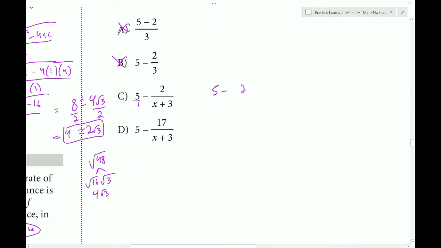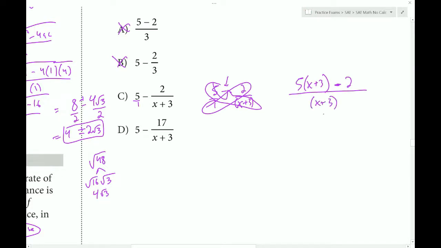And the way that I like to do this is with cross multiplication. So this is a binomial, so we'll put it in parentheses. So we'll first do this cross multiply part. So that's 5 times x plus 3, which I'll actually write out separately like this. Then I put the minus symbol, which is in between here. And then I do the other cross multiply. 2 times 1 is 2. And then I divide by the product of the denominators, which happens to be x plus 3.